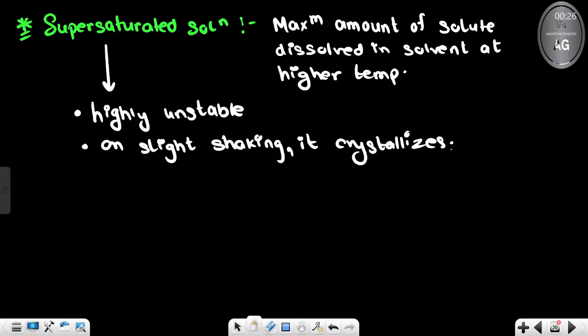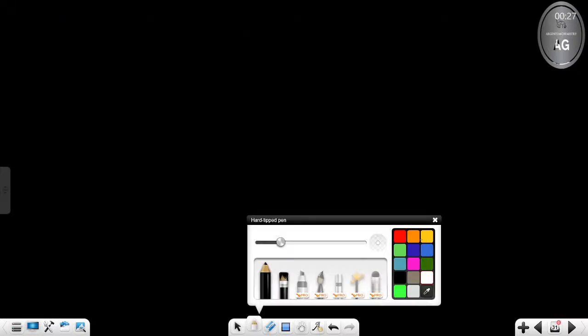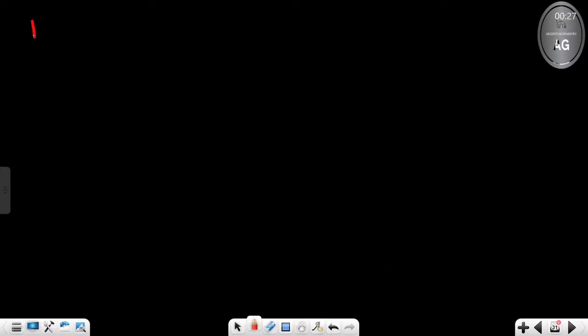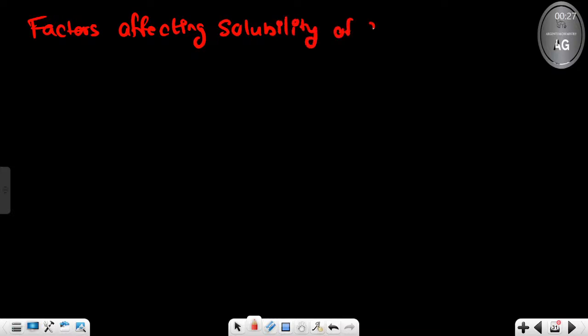Next, factors. The last topic for today we will discuss is factors affecting the solubility of solid in liquid.